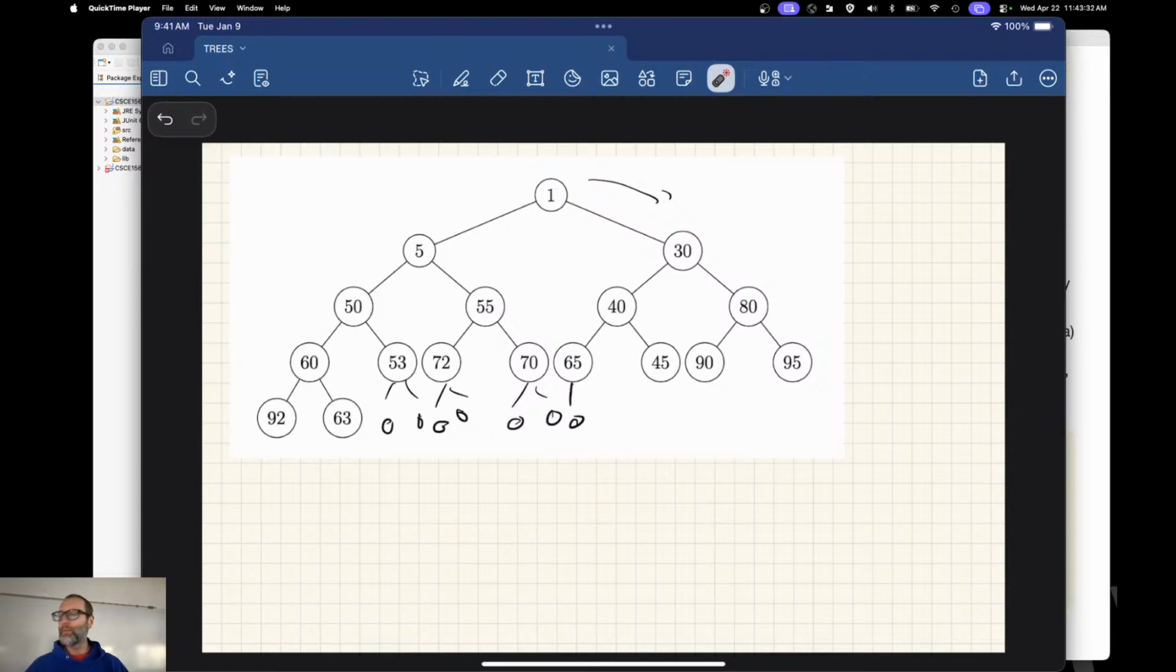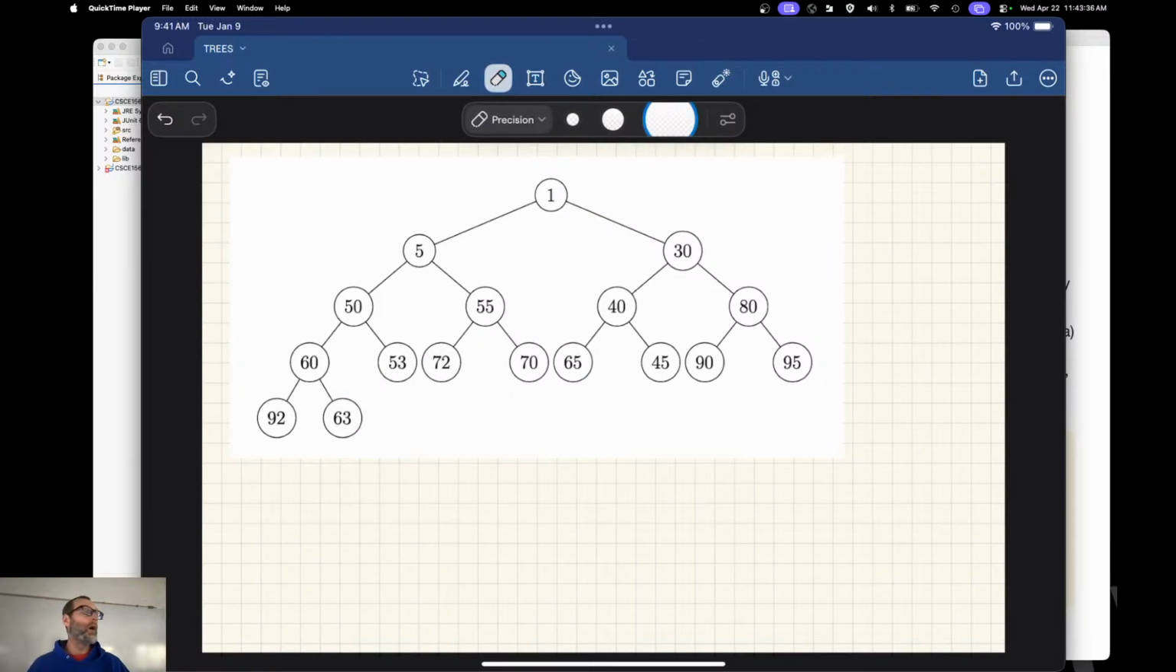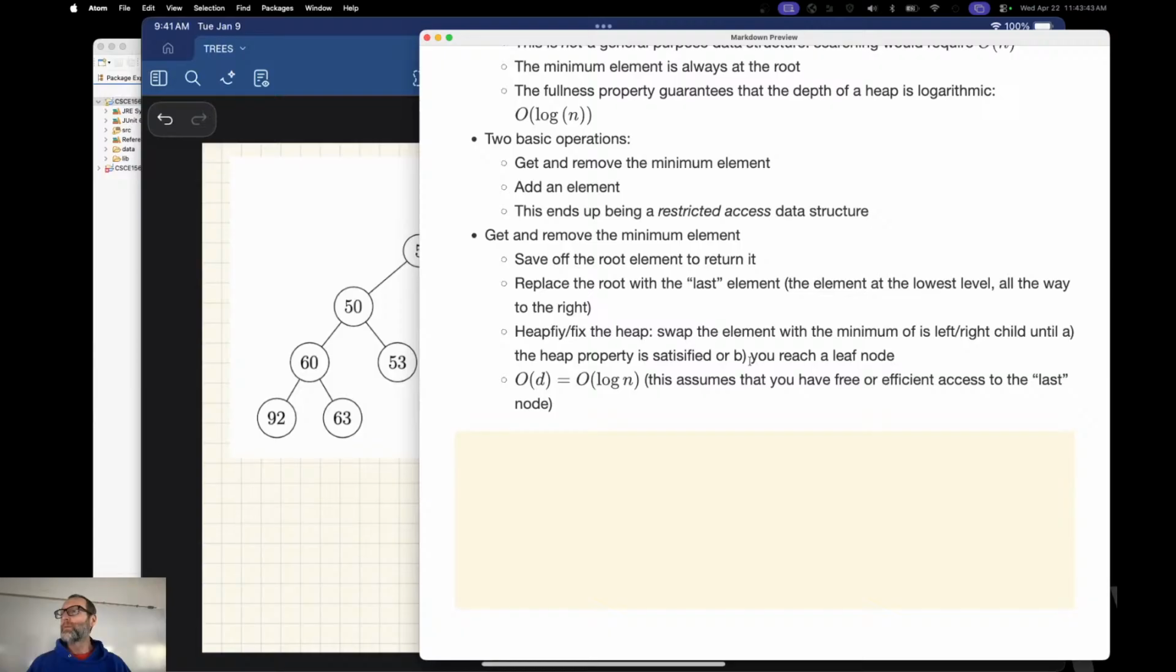How can we find it? Other than doing a pre-order traversal to find the one at the lowest level all the way to the left. I don't know how yet. All right? We'll figure that out though. Okay? But assuming that we have free access to the last node, then this is pretty straightforward.